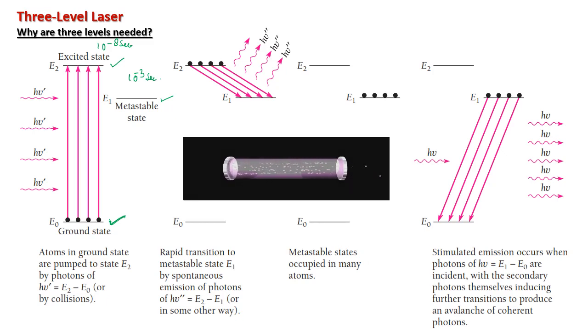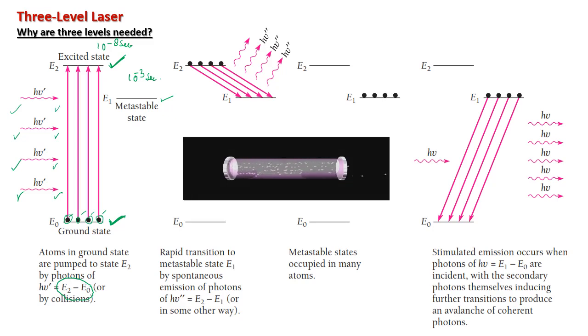Most of the atoms are in the ground state. When we pump energy, we supply energy in terms of a photon with energy h nu prime, which is equal to the energy difference between the excited state E2 and the ground state E0. So when we pump this energy to the atoms in the ground state, these atoms absorb the energy supplied by these photons.